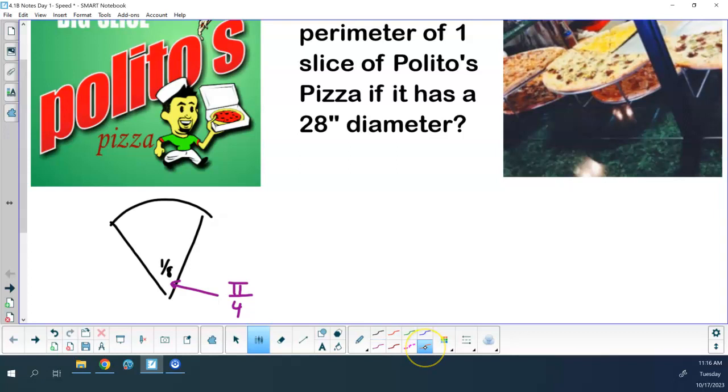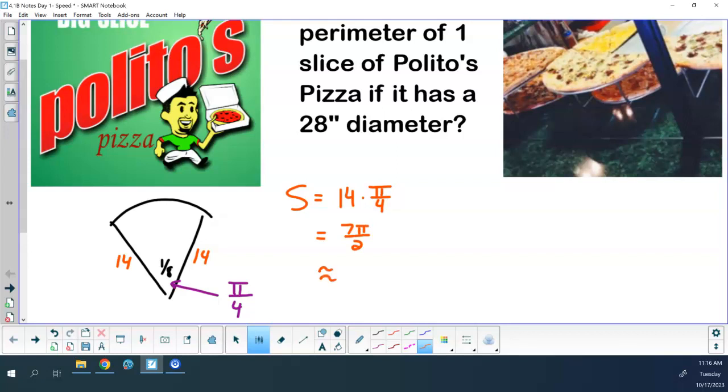We know that this side is 14, this side is 14, because those are radii of our circle. So then we just have to figure out the arc length. So the arc length is going to be the radius times theta, which is going to be, what is that, 7 pi over 2?